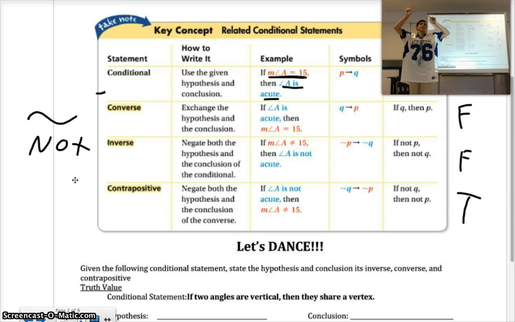Okay, hypothesis, conclusion, converse, inverse, contrapositive. Again, hypothesis, conclusion, inverse. Okay, I switched it up on you. Converse, contrapositive. Okay? Hypothesis, conclusion, the inverse. I'm negating both the hypothesis and conclusion. Hypothesis, conclusion. I'm switching the hypothesis and conclusion for the converse. If I switch them and negate them, it's the contrapositive.